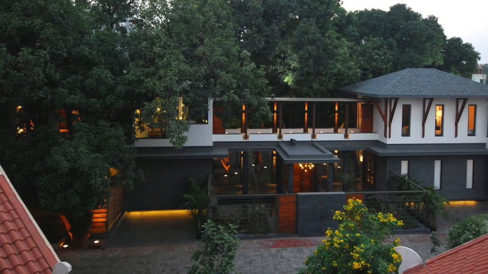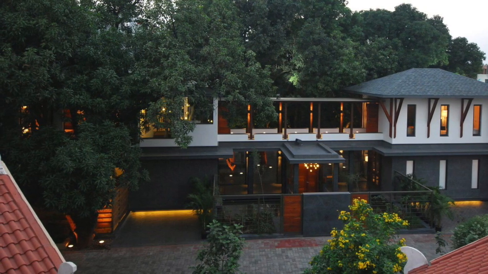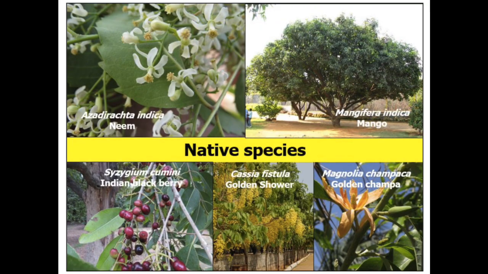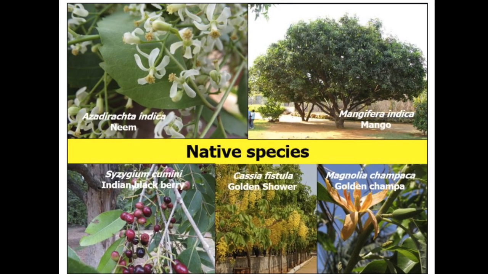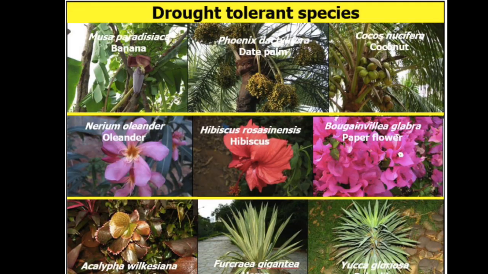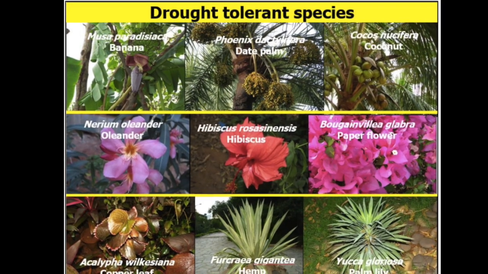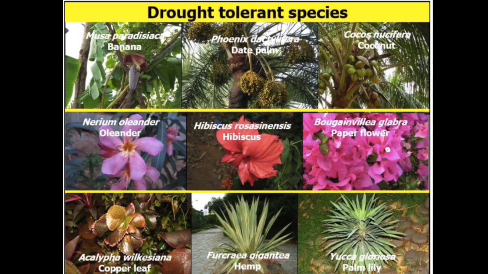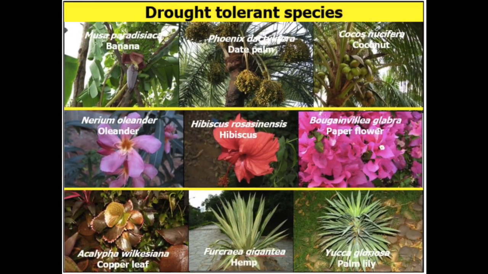These trees require very little water and do not need much maintenance. Some of the trees are neem tree, peepal tree, kadamba tree, arjun tree and many more. To know more about these native trees, you can go to my description box and click the link, and you will find the list of native trees which you can plant.